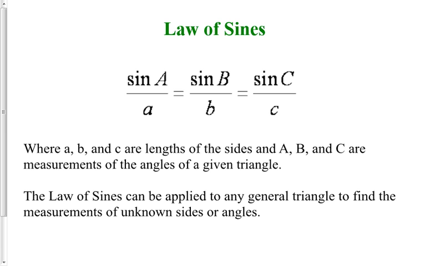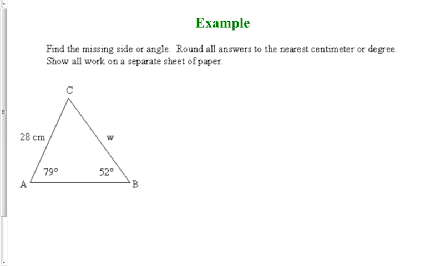Okay? So let's take a look at an example. Find the missing side or angle. Round all answers to the nearest centimeter or degree. All right, so in the triangle ABC, there's our missing side length, W. Now we must notice that this is actually side A because it's across the triangle from angle A. Remember that sides correspond to the angle that they are opposite of. So in setting up the law of sines, it's important to note that W is actually side A.